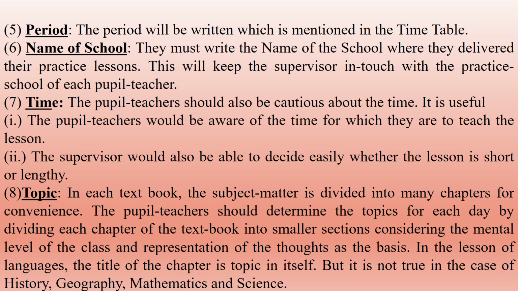In each textbook, the subject matter is divided into many chapters for convenience. The pupil teacher should determine the topics for each day by dividing each chapter of the textbook into smaller sections, considering the mental level of the class and representation of the thought as the basis. For example, for teaching history to ninth class, the chapter on Muhammad Tughlaq can be divided into many topics such as reforms by Muhammad Tughlaq, administration of Muhammad Tughlaq, etc.